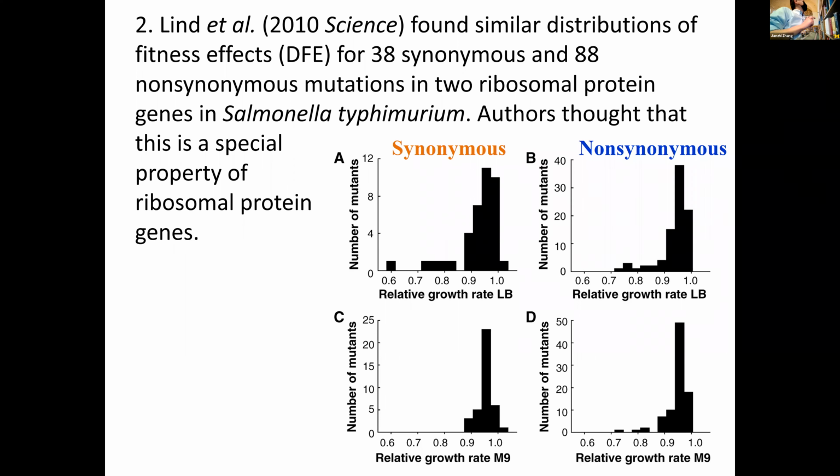But they believe that this is specific to ribosomal protein genes. The reason they think so is that ribosomal protein genes are extremely highly expressed. They are among the most highly expressed genes in the genome. And also their mRNA folding is special. So they actually think the reason that synonymous mutations affect fitness in this case is because of the effect on mRNA folding.